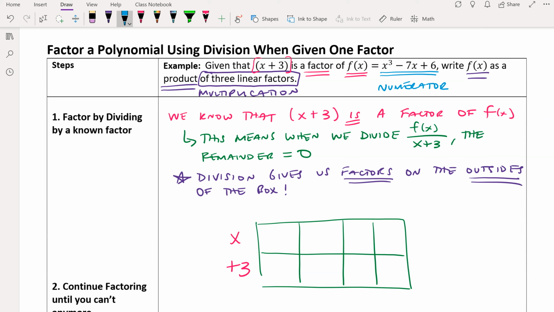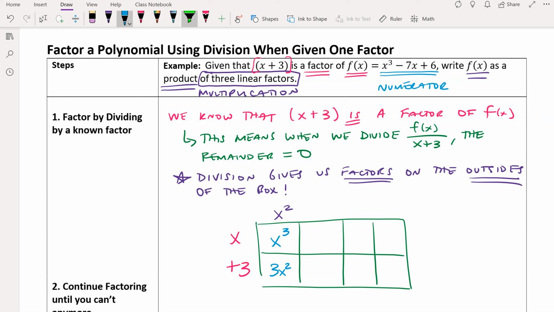And we want that on the inside. So what we're going to do is we're going to put x cubed on the inside of the box. And then we're going to do our division, reverse engineer the box. So what needs to go on top? X squared, because x times x squared gives me x cubed. Then what goes inside? We get 3x squared.